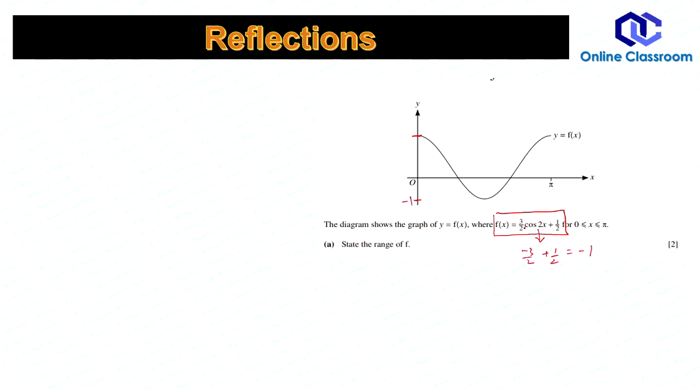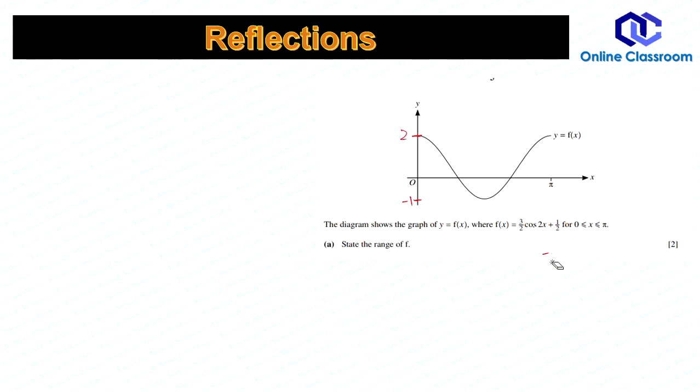The maximum value of cos, you know, is 1. 1 into 3/2 is 3/2, positive. Plus 1, 3 plus 1, 4/2. 4/2 is 2. The highest is 2. You got the idea? So what is the range of this function?